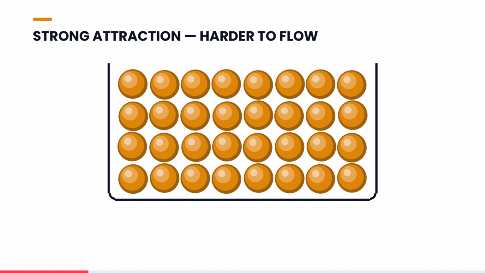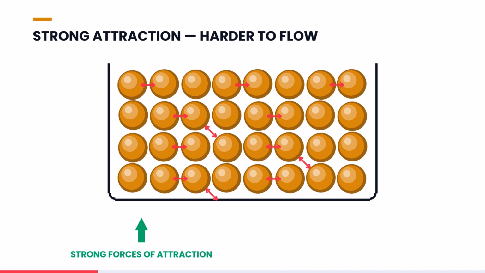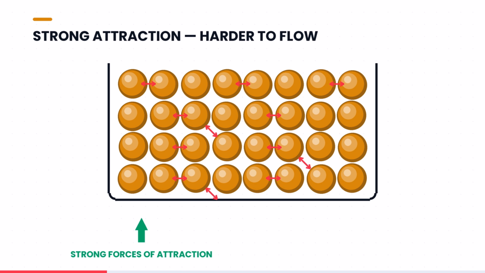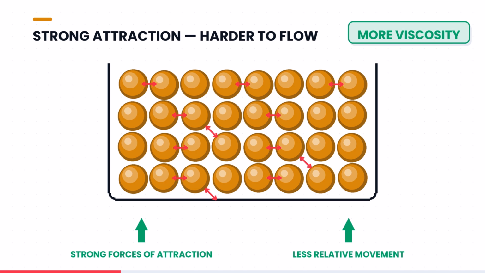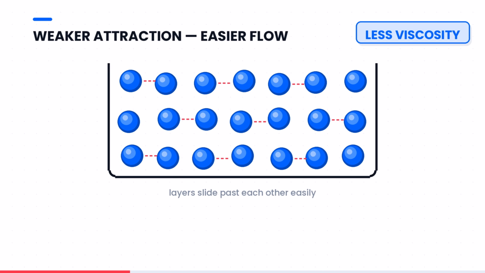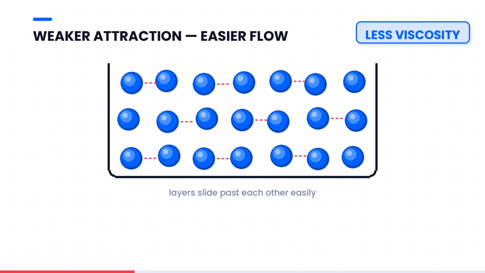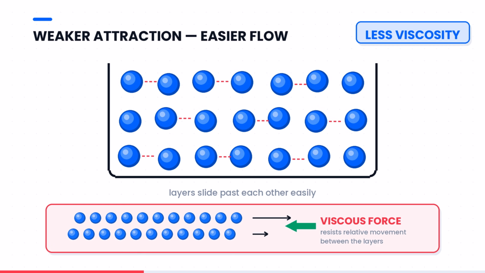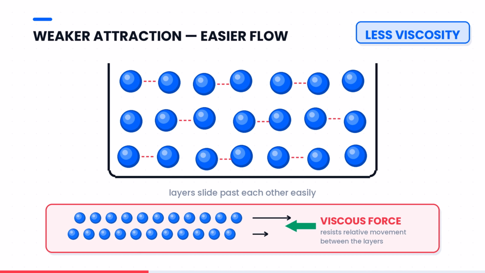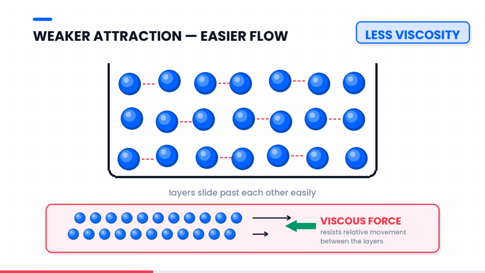Zoom in, all the way down to the molecules. In a thick liquid, molecules sit close together, with strong forces of attraction between them. When one layer tries to move past another, those attractions pull back. There is very little relative movement. That is more viscosity. In a thin liquid, the attractions are weaker. Layers slide past each other easily. That is less viscosity. So viscosity is an internal friction, a viscous force that resists relative movement inside the fluid.